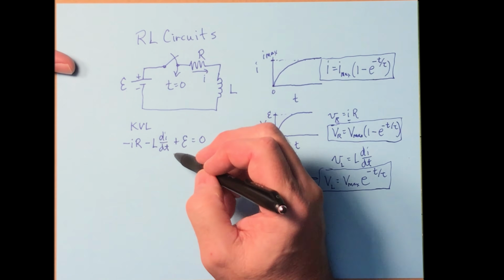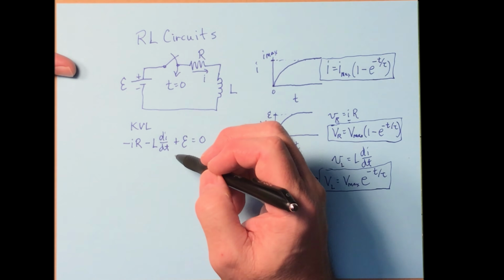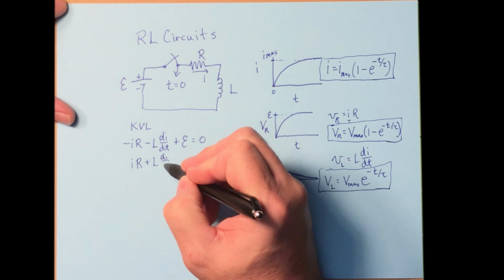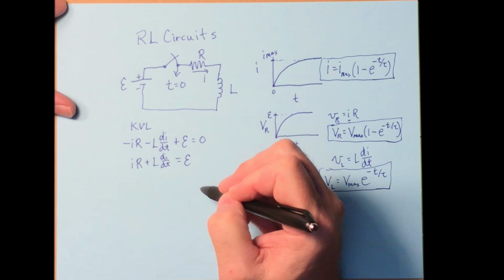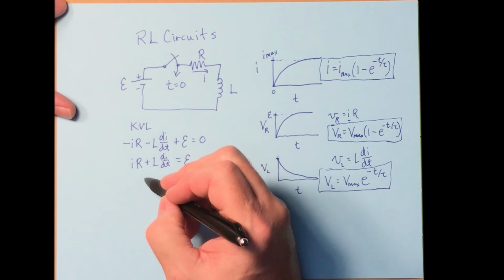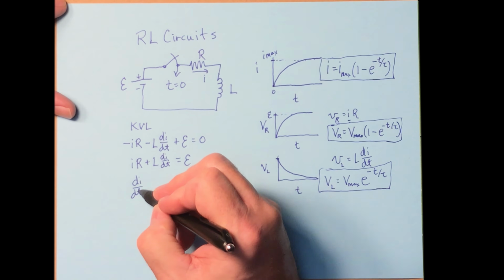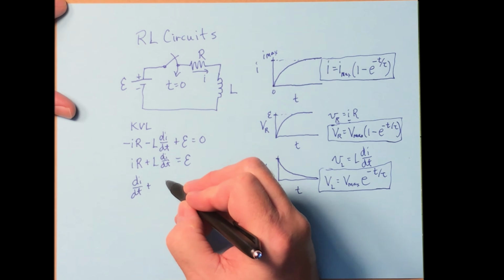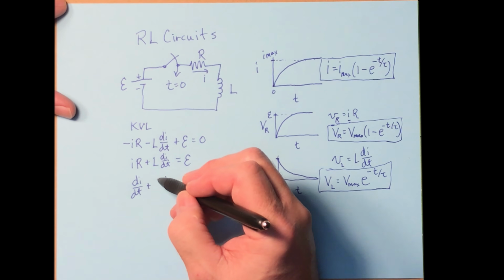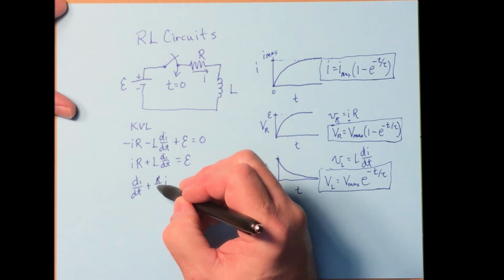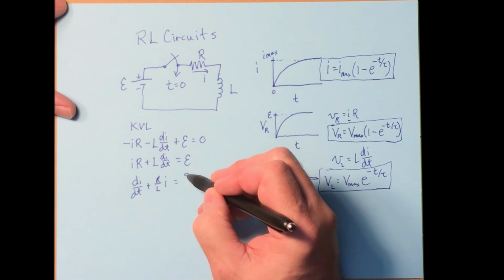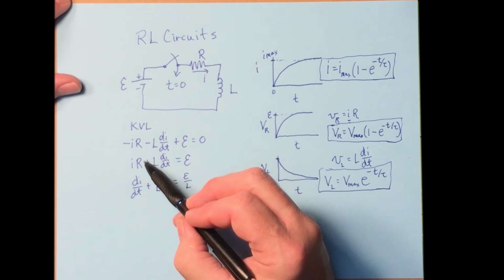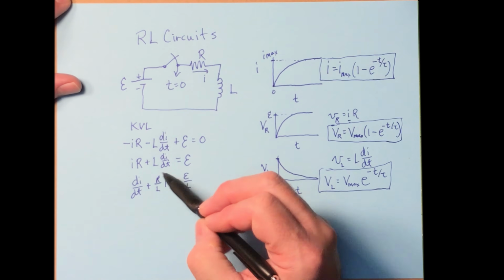There. All right, we can put the E on the other side. Everything will have a negative sign. I can just rewrite this as IR plus L di/dt is equal to E. And we can write this in standard form. The first derivative term goes up front, di/dt, plus I times a coefficient, and that coefficient is R over L, is equal to E over L, like that. Okay, so this is our standard form for the current equation.